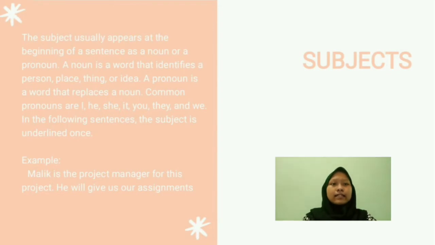The next material is the subject. The subject usually appears at the beginning of a sentence as a noun or a pronoun. A noun is a word that identifies a person, place, thing, or idea. A pronoun is a word that replaces a noun. Common pronouns are I, he, she, it, you, they, and we. In the following sentences, the subject is underlined. For example, "Malik is the project manager for this project. He will give you our assignment."